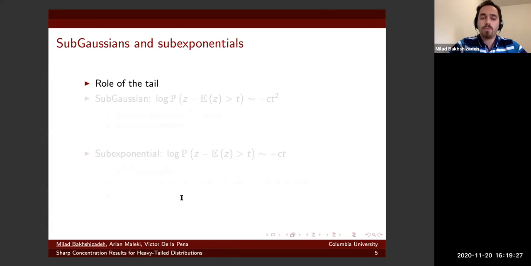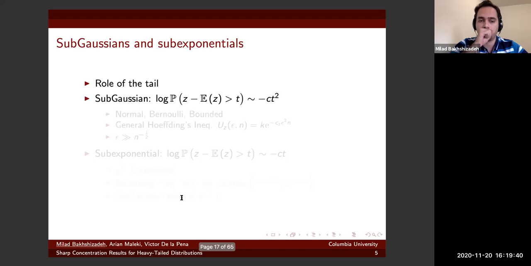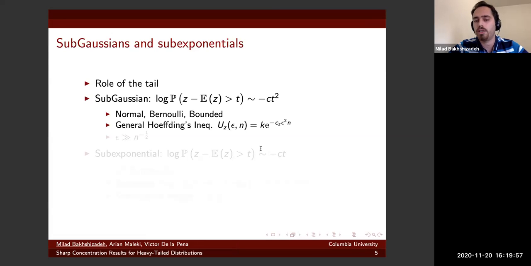It turns out the tail of individual summands plays a key role in the concentration inequality that we are looking for. In fact, very good inequalities are known for two classes of random variables. The first one is subGaussian random variables, for which the log of the tail behaves like a quadratic function in t, or something larger than that. Normal distributions, Bernoulli distributions, or any bounded distribution belong to this class, for which there is the general Hoeffding inequality, which says you can take the upper bound in the following form: an exponential function whose exponent is quadratic in epsilon and linear in n. Of course, for sending this upper bound to 0, one needs to take the well-known square root n regime for epsilon.